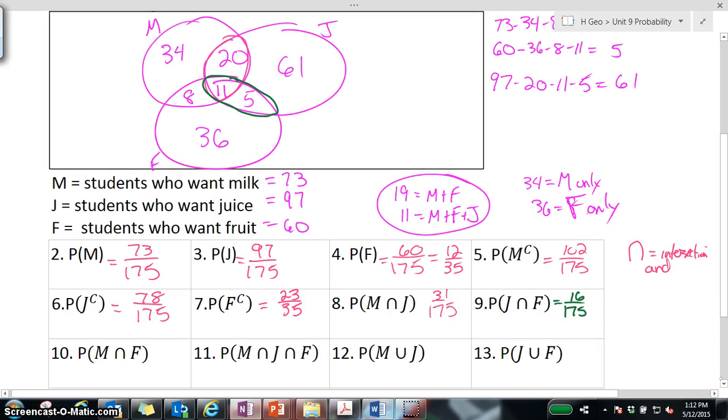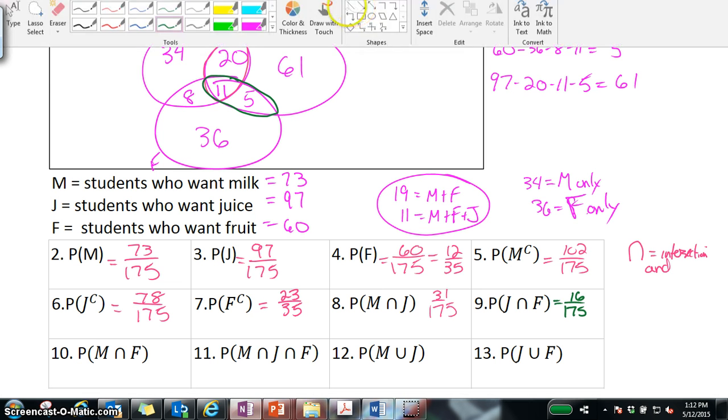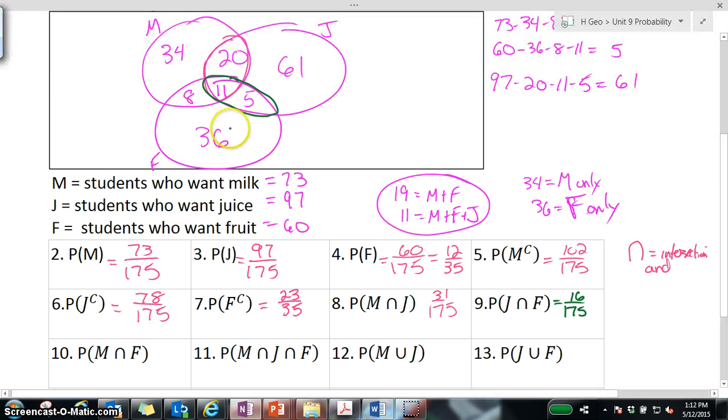See if I can move down a little bit and still get our problems. The intersection of M and F is here, and we already knew that. That's what was given to us. So it's 19 out of 175. The intersection of all 3, or where they all intersect, would be that little section in the middle here. Which again, we already knew from this. So 11 out of 175.